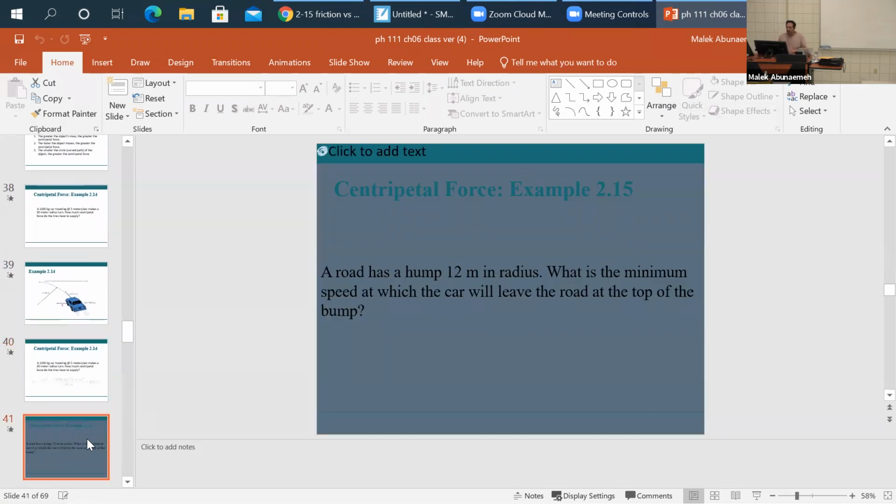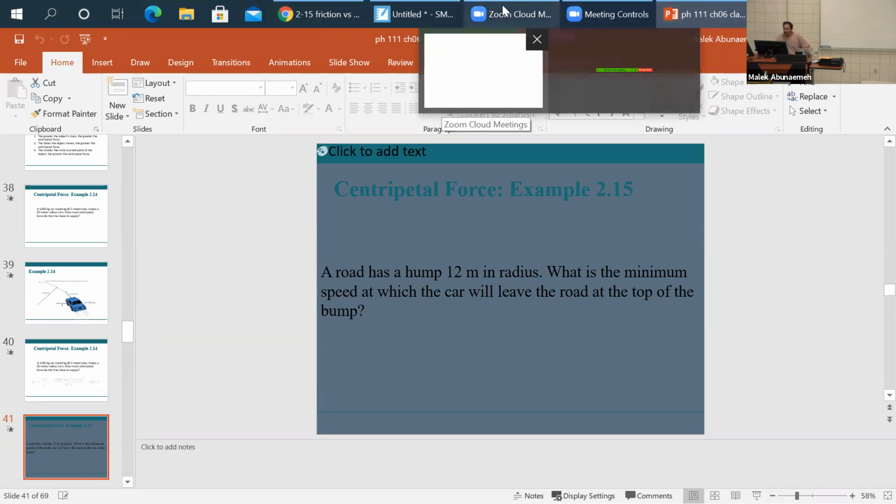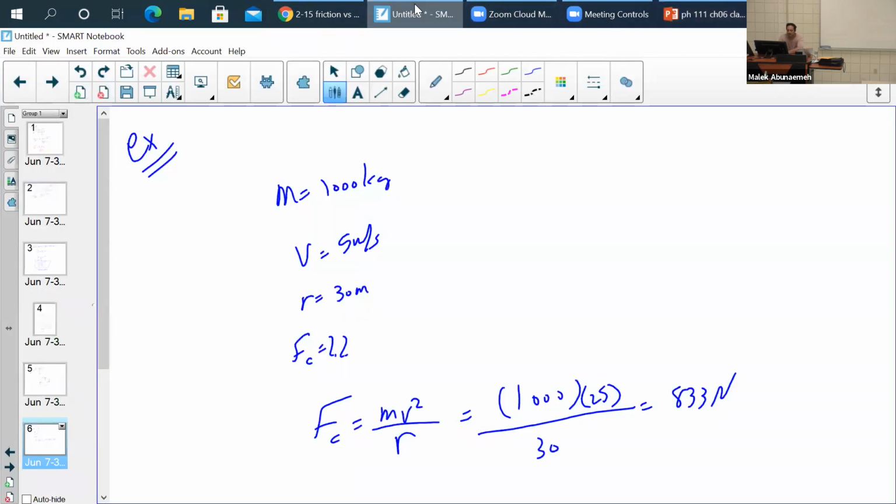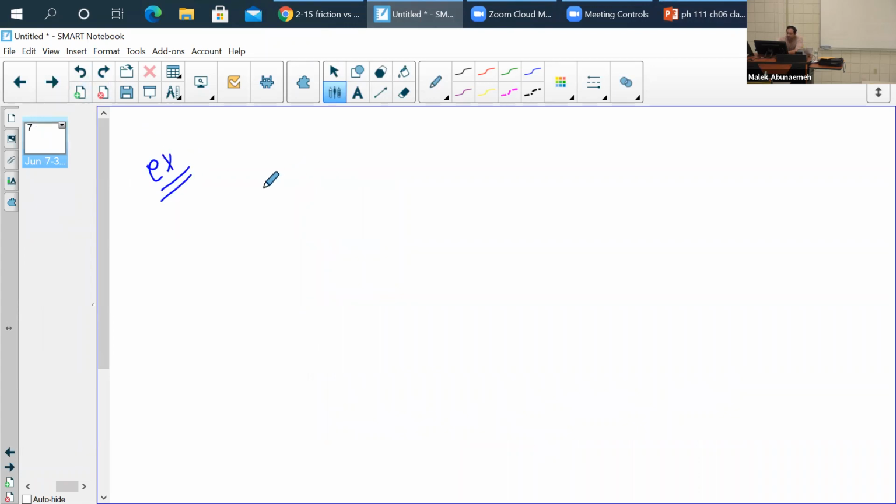Let's do another question. Let's say the road hump has a 12-meter radius. What is the minimum speed where the car will leave the road on top of the bump? So you've got a 12-meter radius, and you need the speed. This is the other example. Your radius is 12 meters, and you want to find the speed.